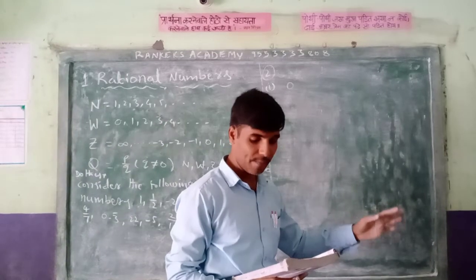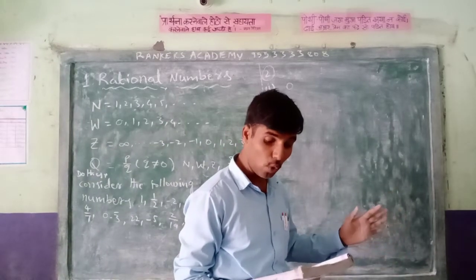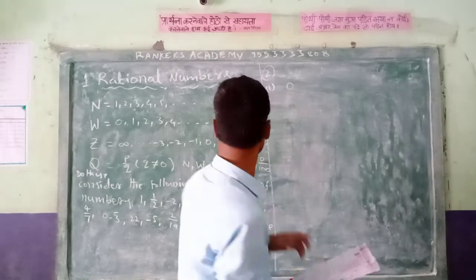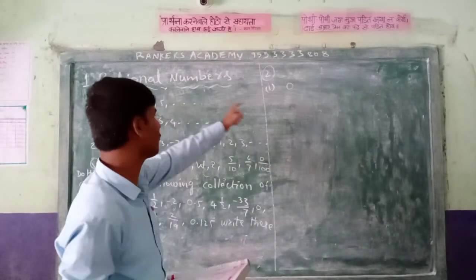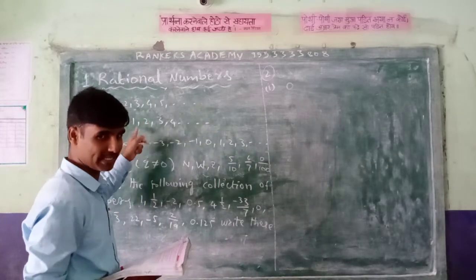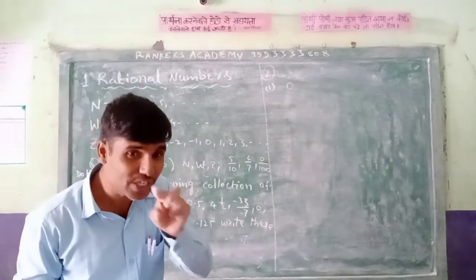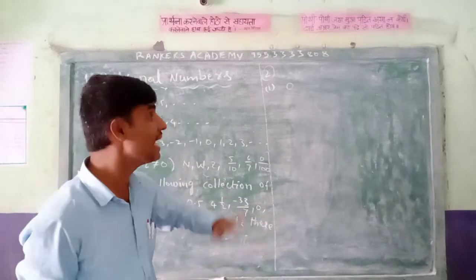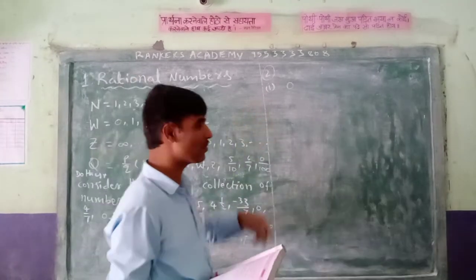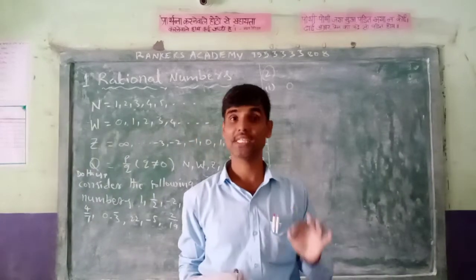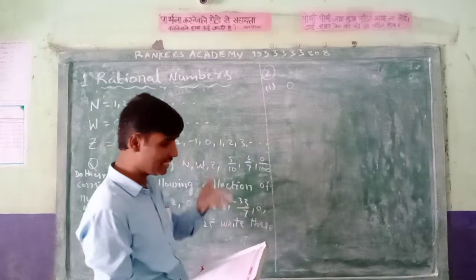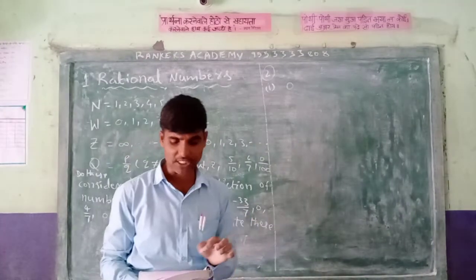Your answer is 0. All natural numbers are whole numbers, but all whole numbers need not be natural numbers. Any number you take, 1, 2, 3, 4, 5, all are whole numbers. But here you take only 0. 0 is a whole number but not a natural number. So we have to write the answer here, 0. See how much explanation there is. If you learn the definitions properly, you will get this idea.